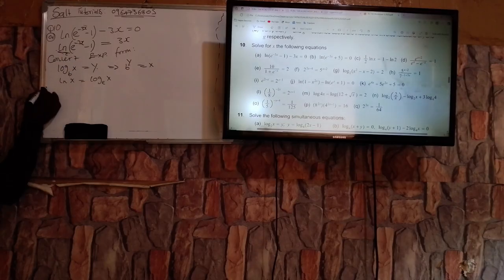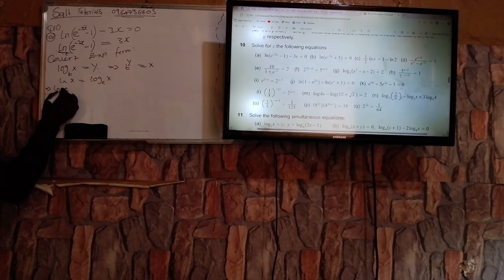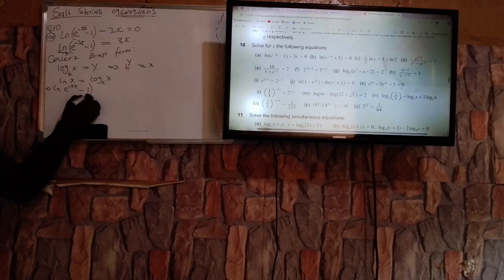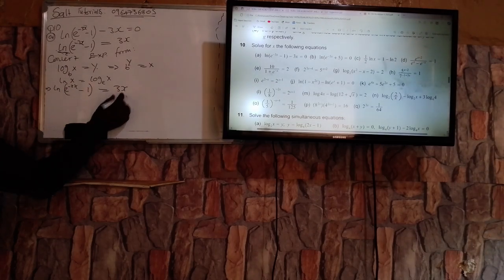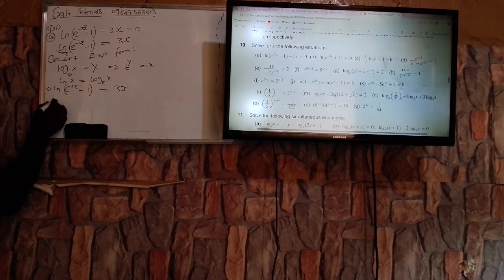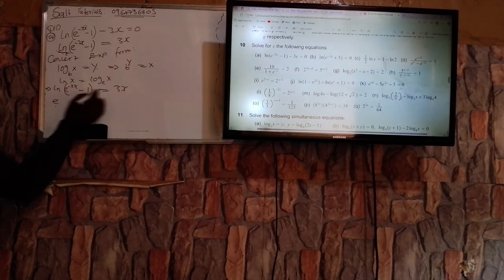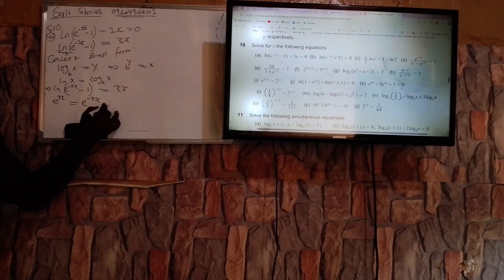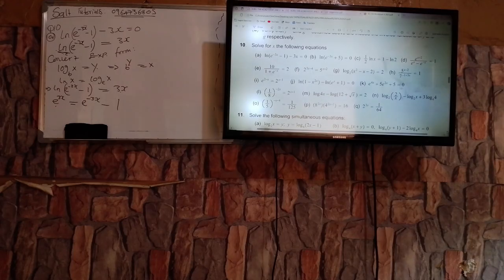So if I have the natural log of e power negative 3x minus 1 equals 3x, this can be written as the base e, power the output, which is 3x, to be equal to the input, and the input is e power negative 3x minus 1. So at least now all the values of the variable x are in a power. It means with that being done, things will become very much easy for us.